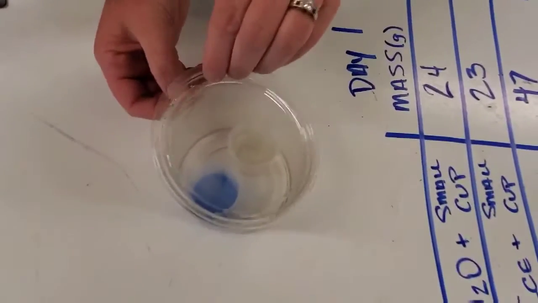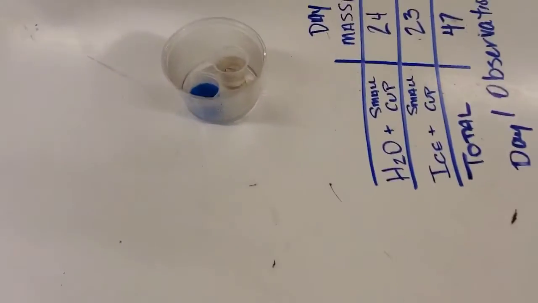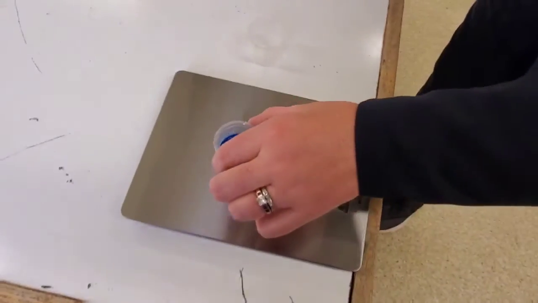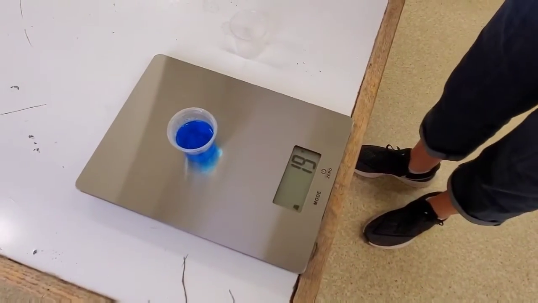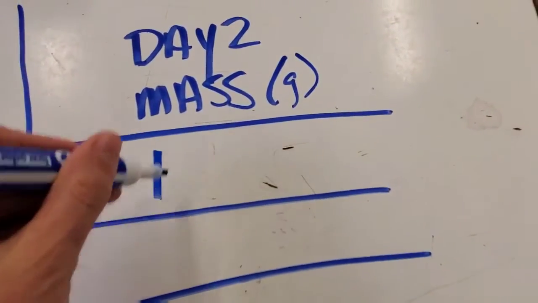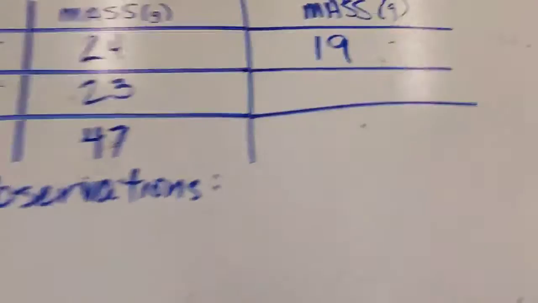All right, so now that you're back, we're going to take the lid off. And let's start with water and small cup. We're going to find the mass again. 19. Okay. 19. Do you think I could write left-handed, guys? I'm not left-handed. I feel like that was pretty good.